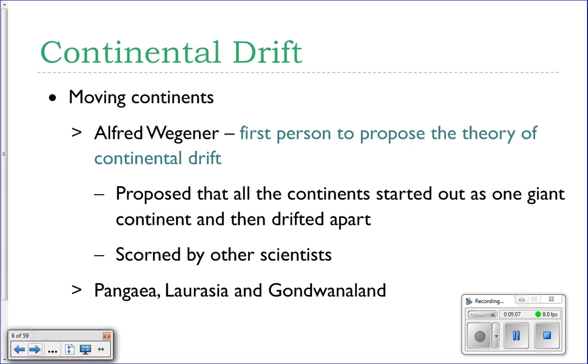Unfortunately, he was proved correct after he'd already died. I know, it always happens. You always die before you get validated. So he was dead, but we did prove his theory correct.